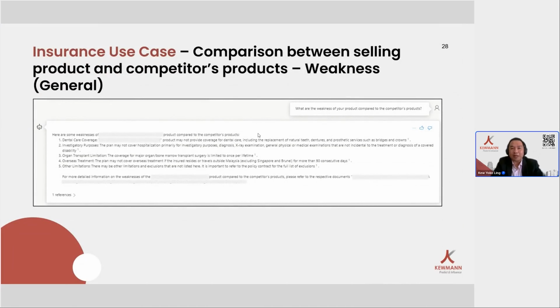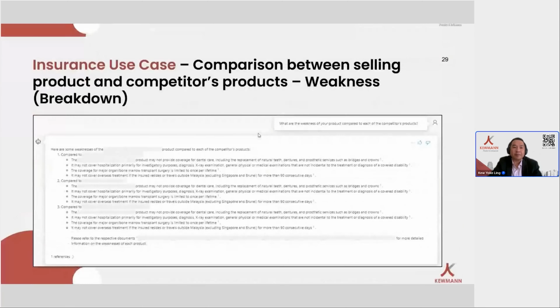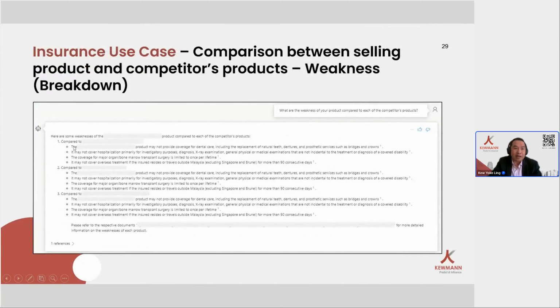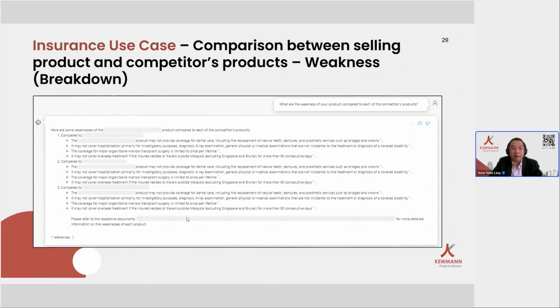Because people are going to sell against you, right? So what will be the weaknesses in your product compared to your peers? That will be something that you can ask. And next, you can break down one by one with different competitors, right? What is the comparison between them and your weakness against each one of these competitors? So in a very detailed way.